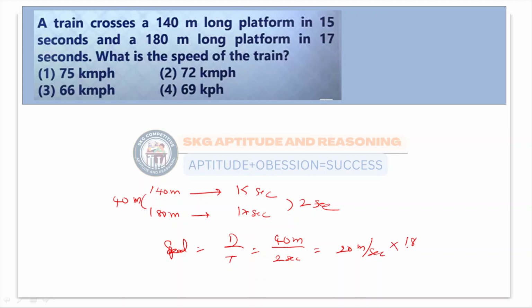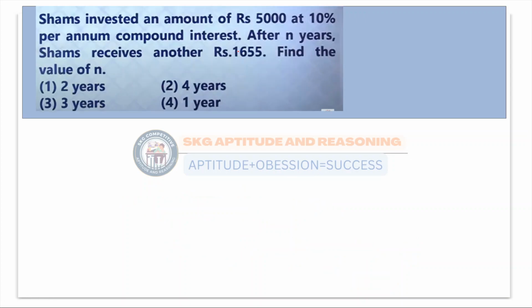But the given options are given in kilometers per hour. That's why we need to multiply by the factor here. It is 18 divided by 5. 5 and 5 get cancelled. 18 fours is 72 kilometers per hour. So for this problem of the train, the answer is 72 kilometers per hour. I hope you understood this question. All you need to do is understand the basic concept clearly. Then you can easily solve these questions here. Let us go for the next question here.